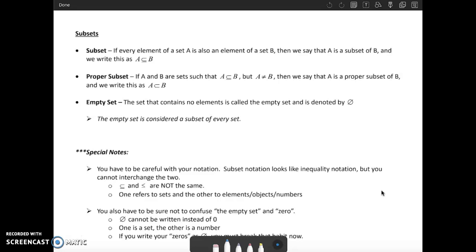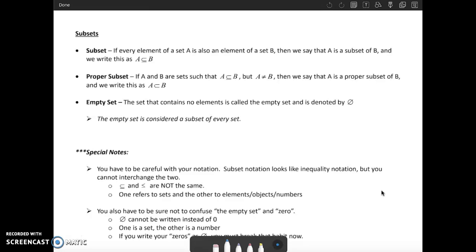A proper subset is if A and B are sets such that A is a subset of B, but A doesn't equal B, then A is a proper subset. And again, you write that as A, and then almost like a less than symbol, again, but it's curved. It's like a sideways U. So A is a proper subset of B in that way.